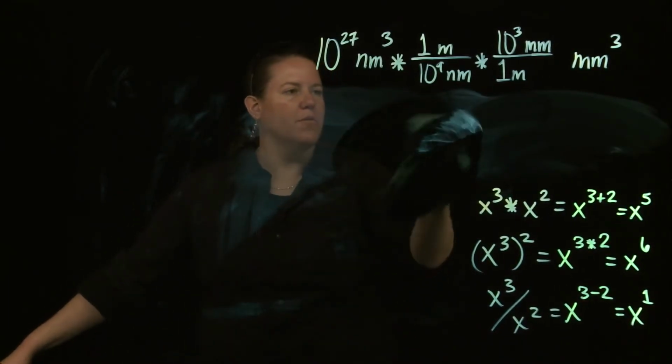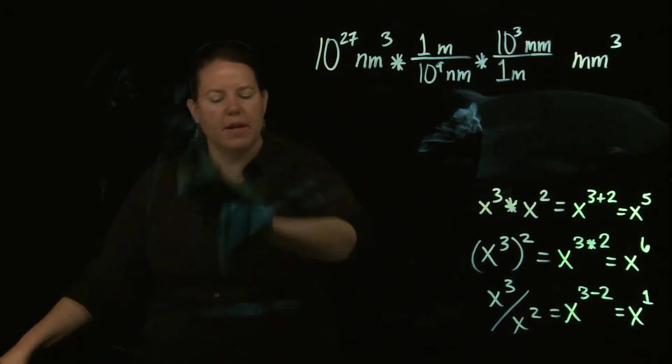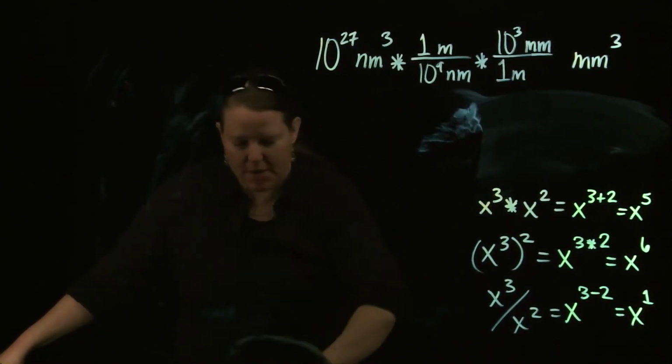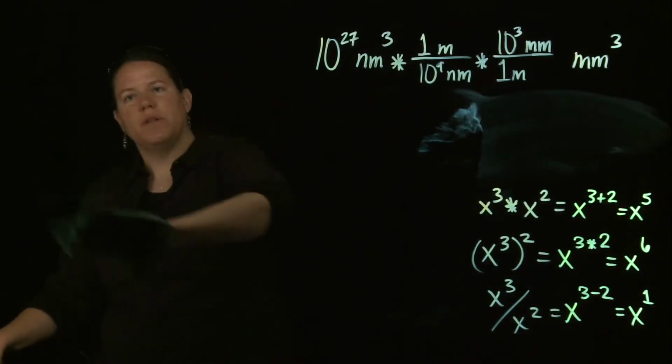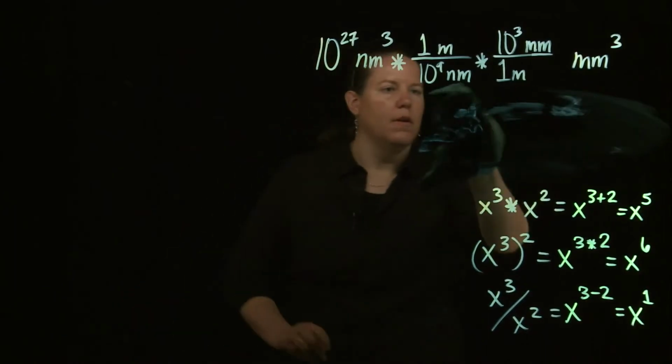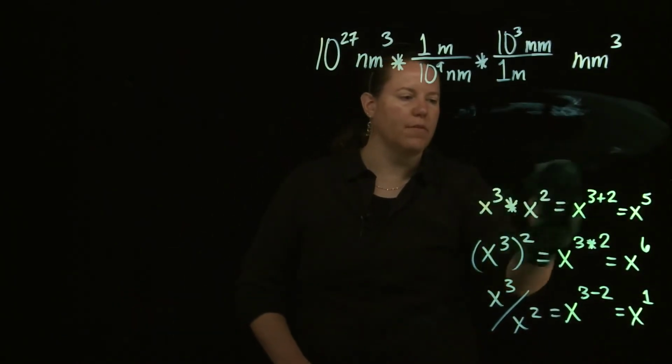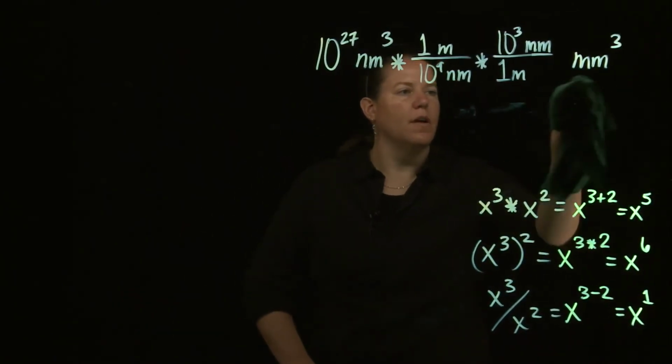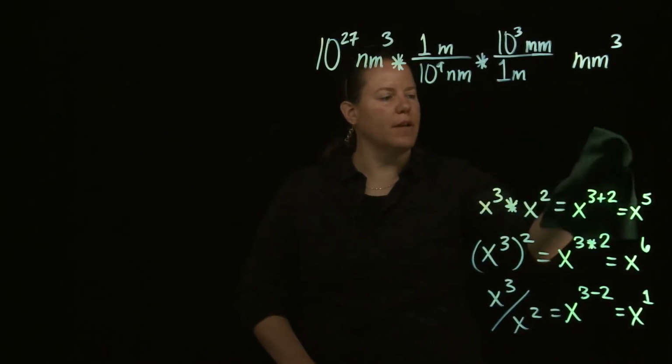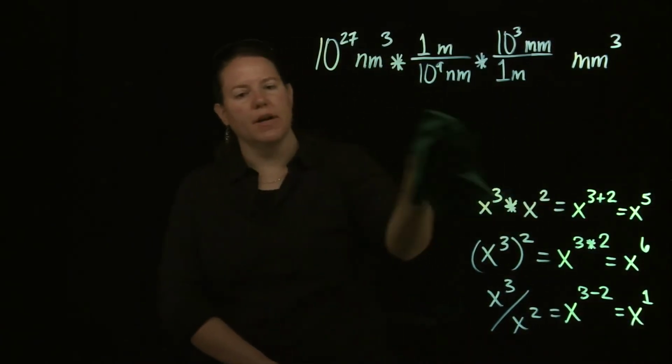I have it set up correctly so that I have nanometers in a place where they can cancel out. I have millimeters in a place where they can cancel out. My life is fantastic. However, what have I forgotten? The question is, what did I forget here? What I forgot is I forgot to cube things, right?